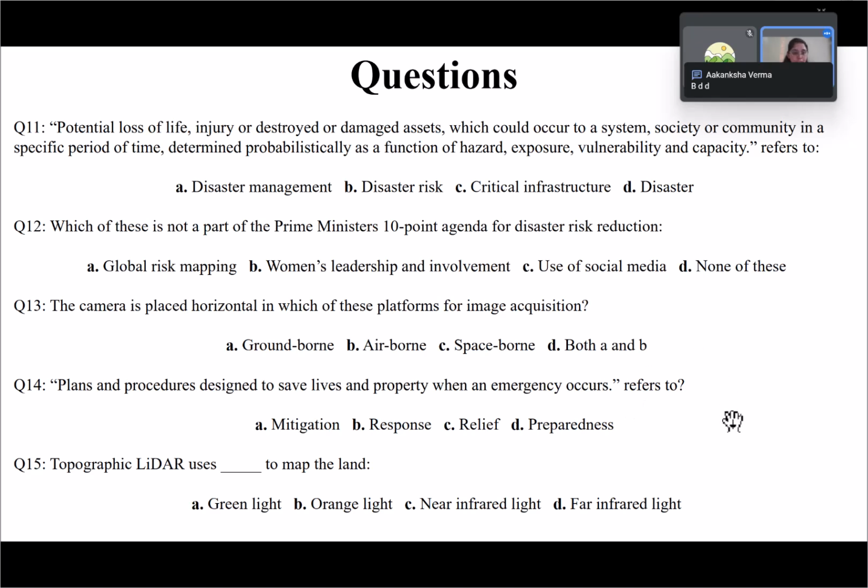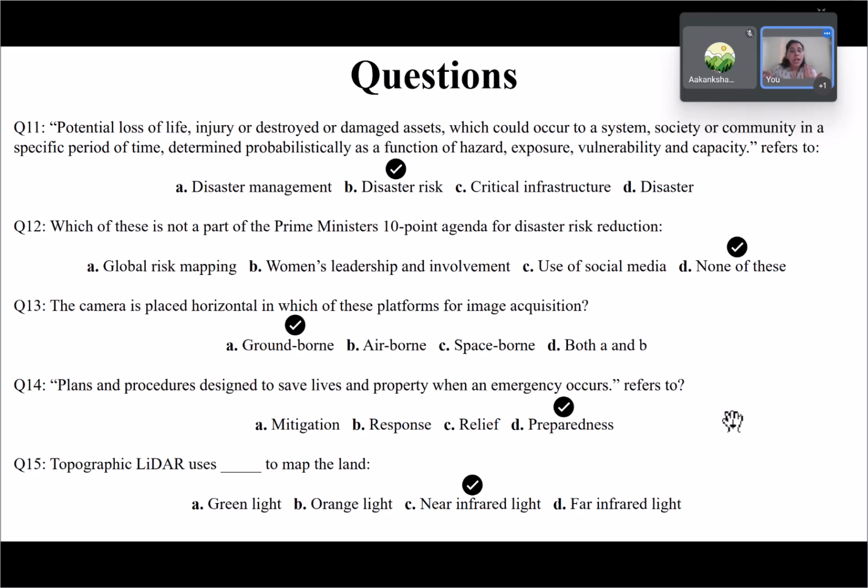Right. Let me give you the answers. The first one is disaster risk that we had discussed. For the next question, global risk mapping, women's leadership, and social media are all part of disaster risk reduction. Social media, because as you know, social media is one of the quickest ways these days to pass on information. It's available to everyone, and it's a good method to pass on information. For example, an early warning system can be used. You can have social media where you can display the forecast.